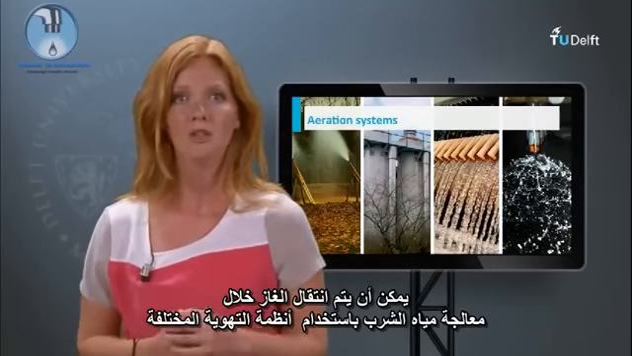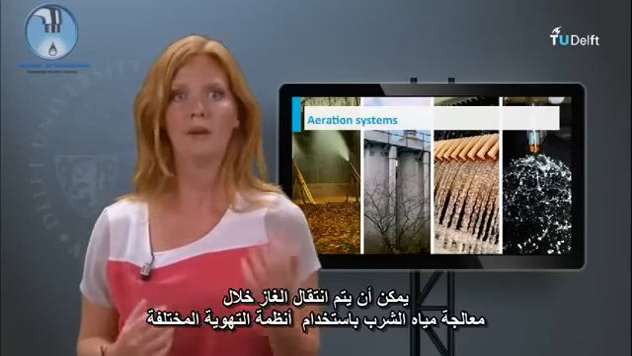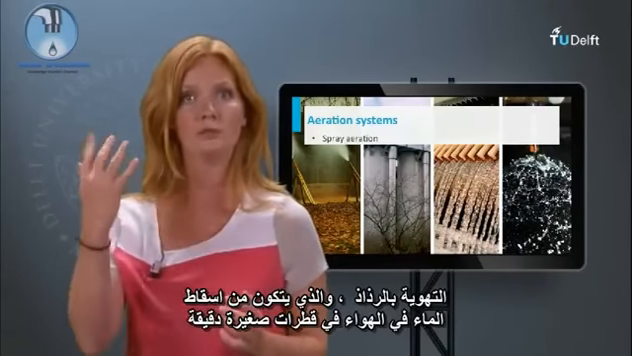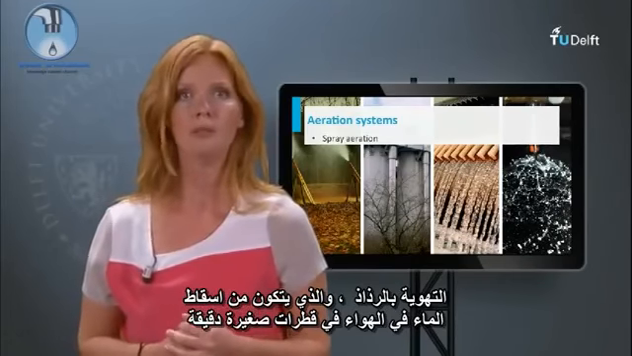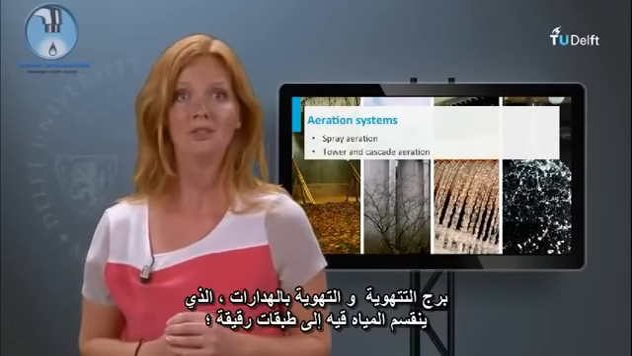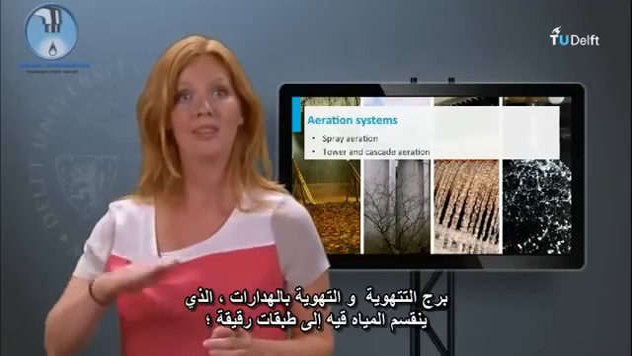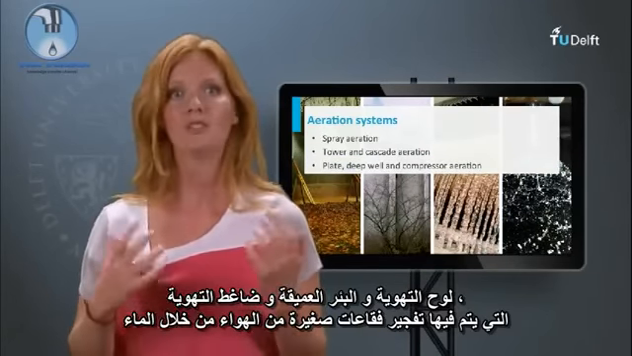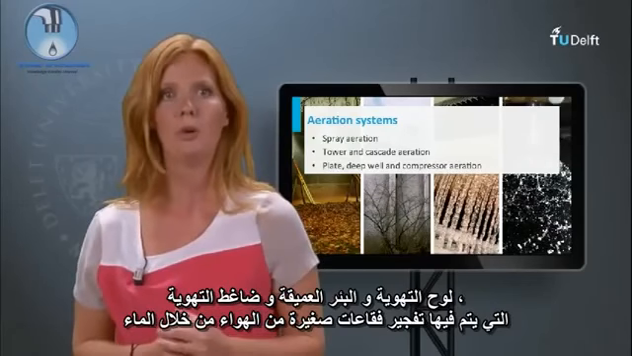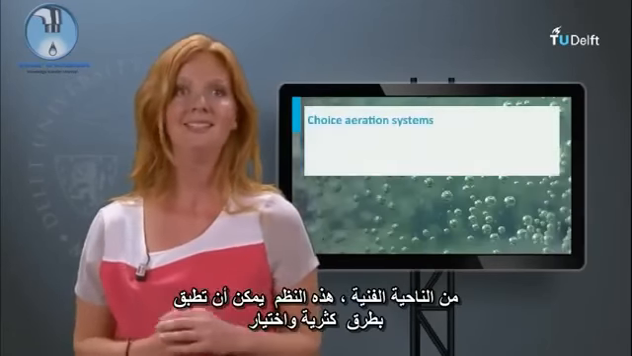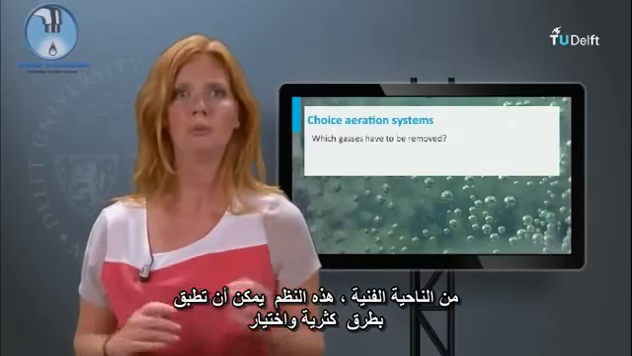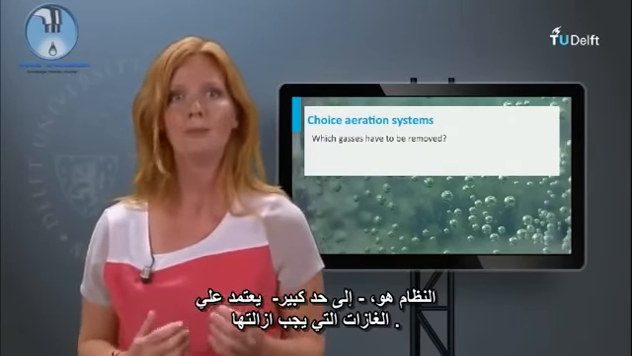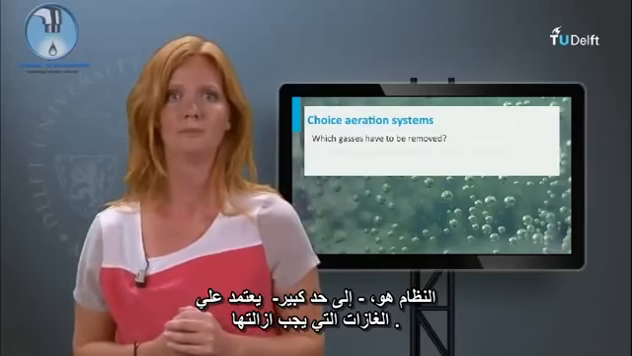Gas transfer can be achieved during drinking water treatment with various aeration systems. Spray aeration, which consists of dropping the water through the air in fine droplets. Tower and cascade aeration, in which water is divided into thin layers. And plate, deep well and compressor aerators, in which small bubbles of air are blown through the water. Technically, these systems can be realized in a great number of ways, and the choice for a system is to a great extent determined by the gases that have to be removed.